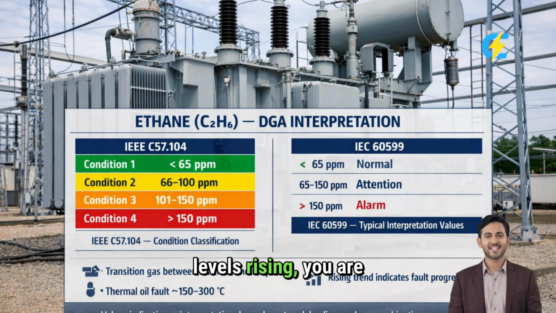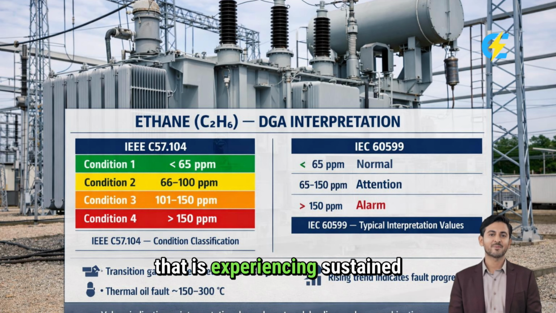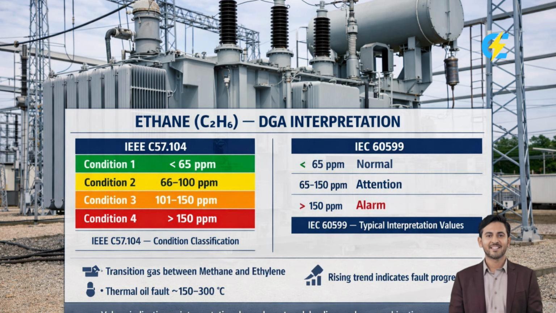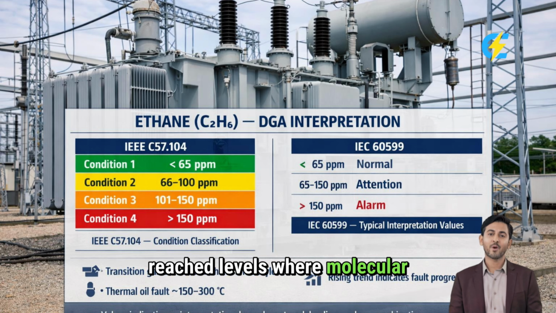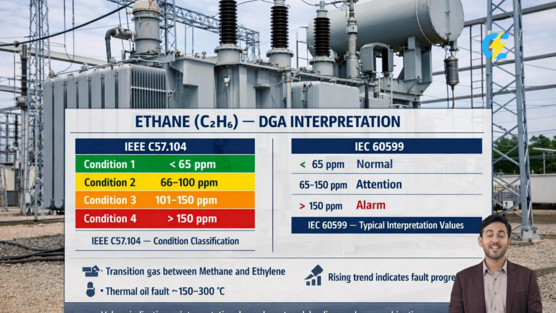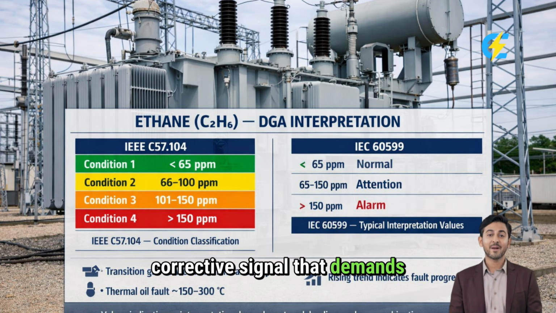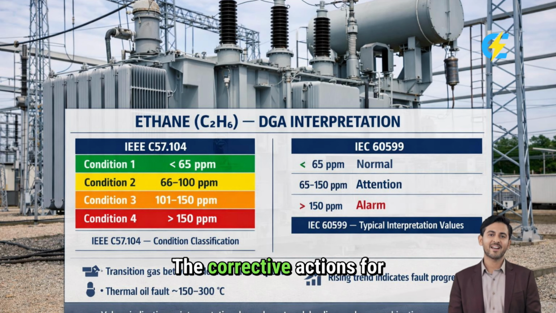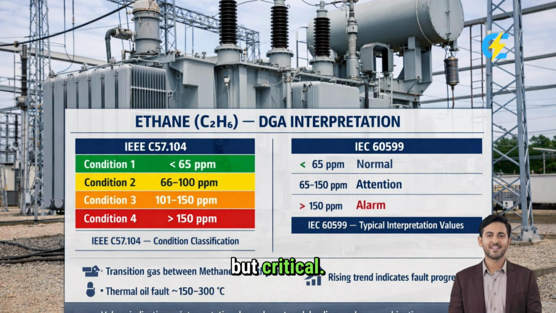It's telling you that you still have time to act, but that time is limited. When you see ethane levels rising, you are looking at a transformer that is experiencing sustained thermal stress. The oil temperature has reached levels where molecular breakdown is occurring consistently. This is not a failure alarm. It is a strong corrective signal that demands engineering action.